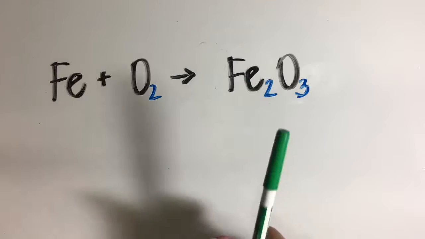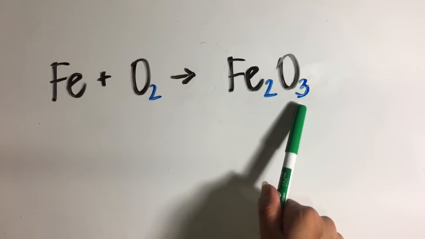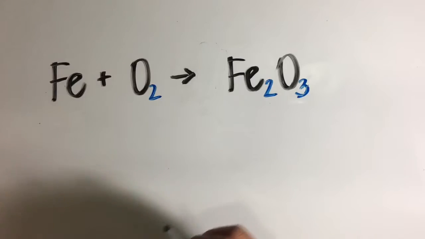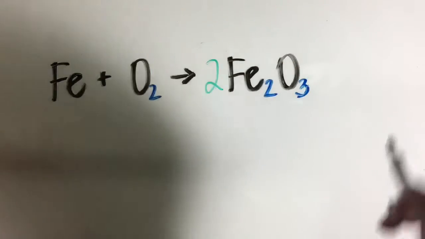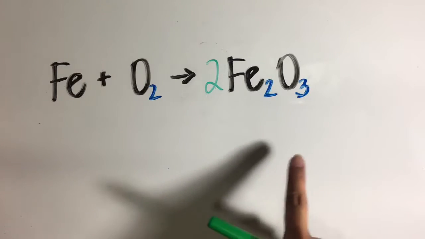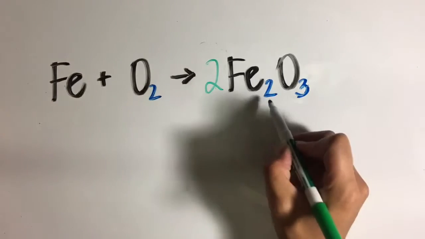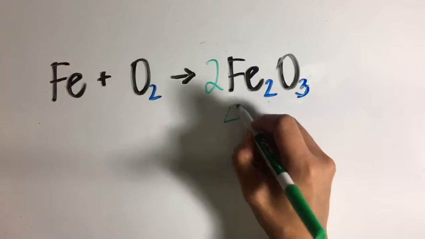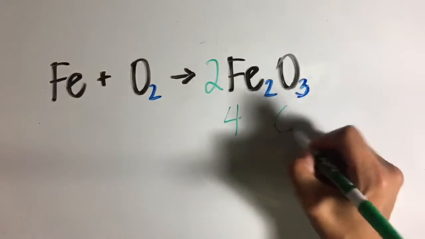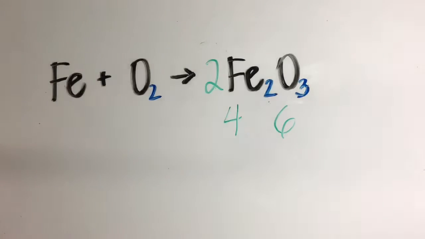When balancing equations, you never change the subscripts. You only add coefficients. Coefficients are whole number multipliers. For example, if I put 2 in front of this compound, it will change the total amount of atoms this compound has. 2 times 2 would equal 4 total atoms of iron. 2 times 3 would equal 6 total atoms of oxygen.